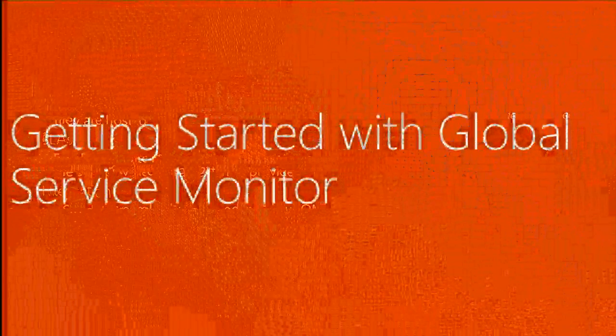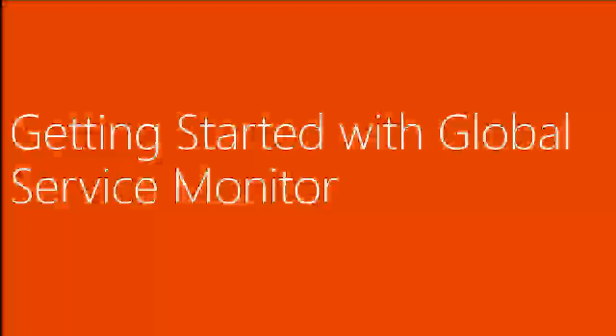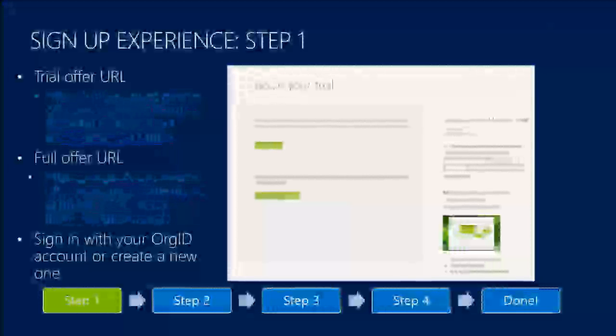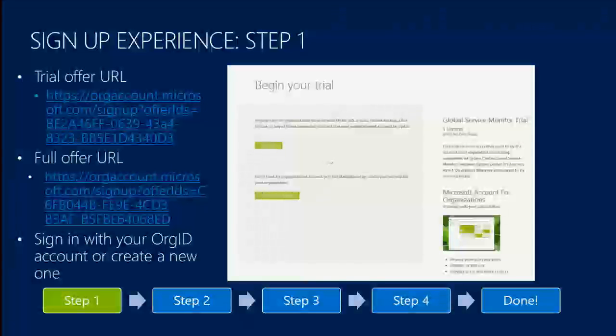All right, so let's get into how we get started with Global Service Monitor. The sign-up experience is pretty easy. There are 4 steps for you to configure it in Operations Manager. And the first is to activate your Global Service Monitor subscription through the Microsoft portal.